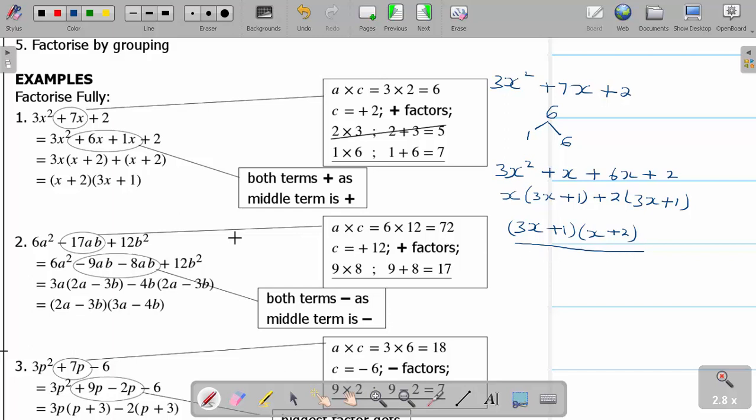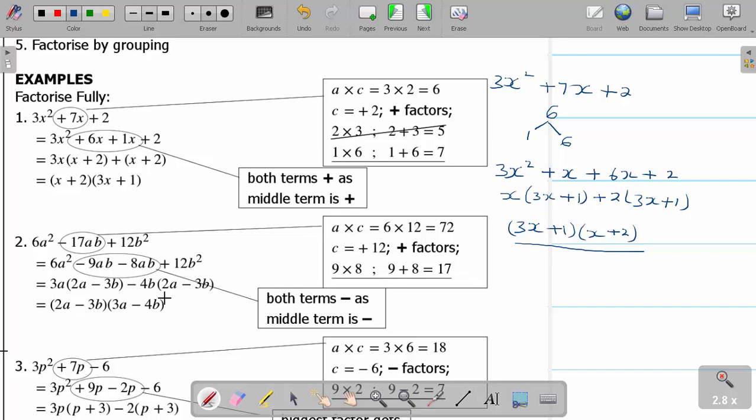Now another example here which we have is 6a squared minus 17ab plus 12b squared. First of all, we multiply a times c. That means 6 times 12, which gives us 72. Then our c is a positive 12, so we need two factors which, when we add them, give the middle term, 17. Those factors are going to be 9 and 8, so 9 plus 8 gives us 17.